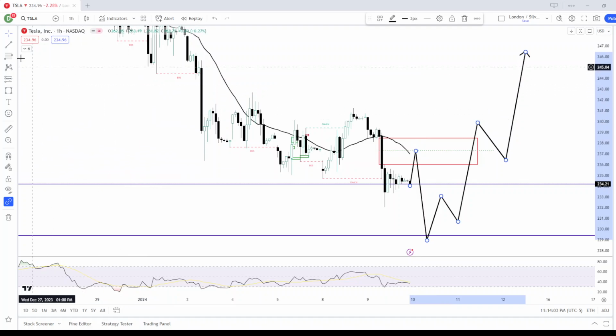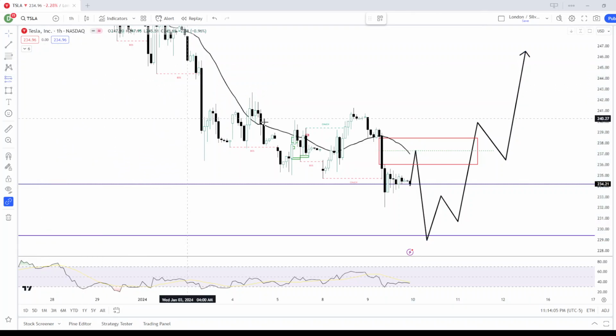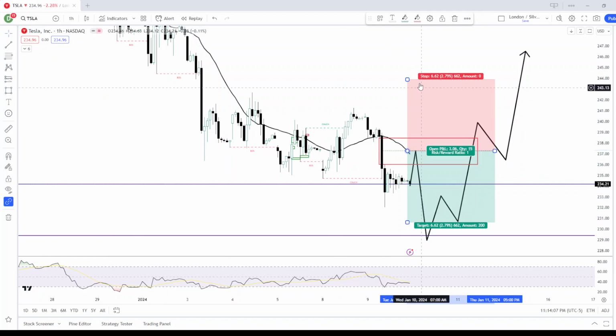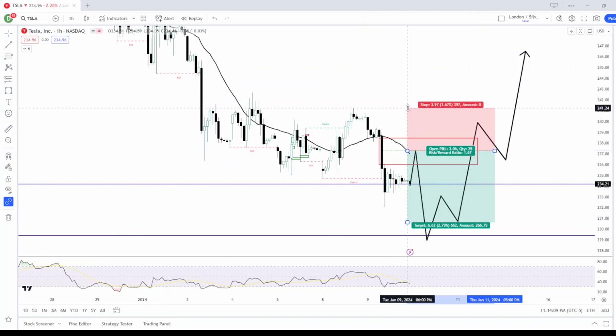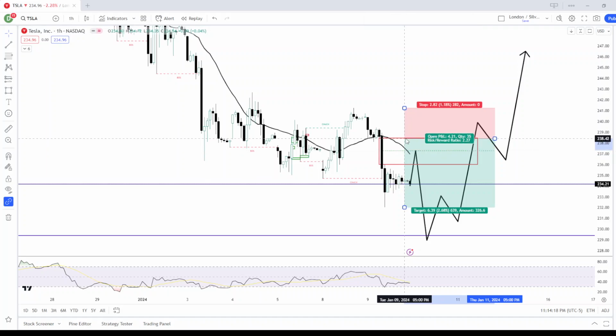And what you'd be looking for if you were taking that would be a short entry, and your stop loss would be above the previous high, and your target would be at least the previous low. So you got a 1.32, not a great RVR. You could always try to move it up. Maybe we go all the way through the fair value gap and then continue to hold there.